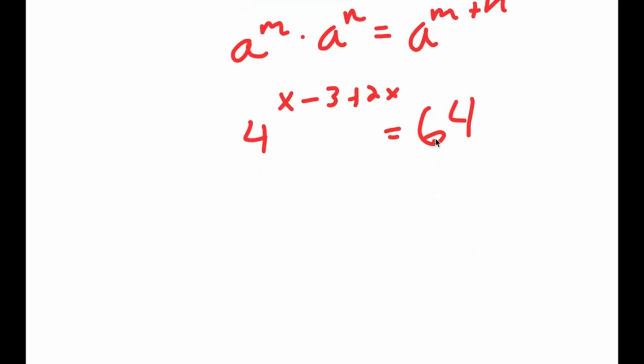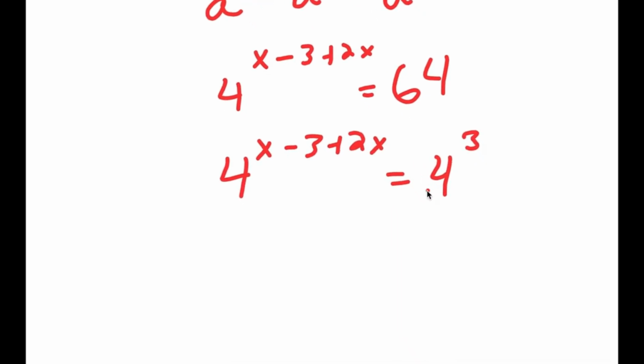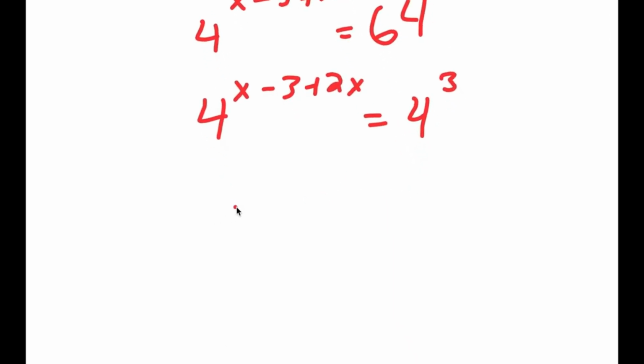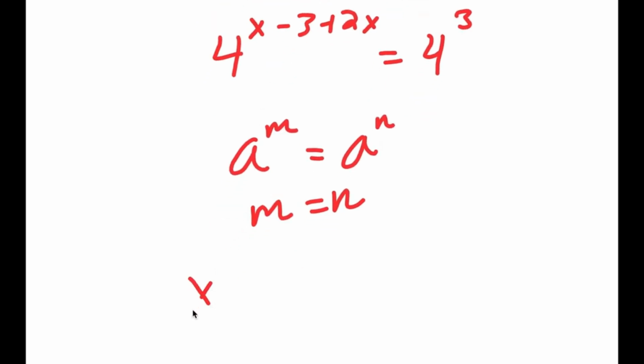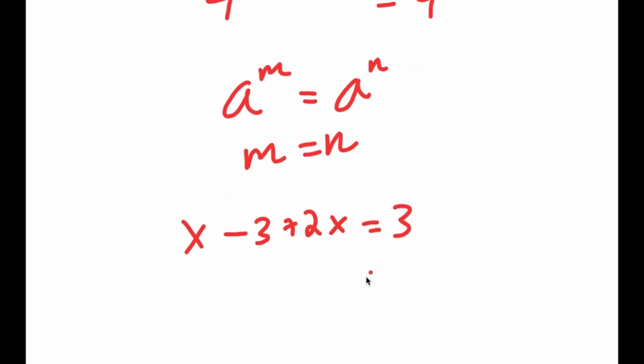And now 64 is equal to 4 to the power of 3. So now I have 4 to the power of x minus 3 plus 2x is equal to 4 to the power of 3. And now, if I have something in the form a to the power of m is equal to a to the power of n, this means that m is equal to n. So in this case, x minus 3 plus 2x is equal to 3.